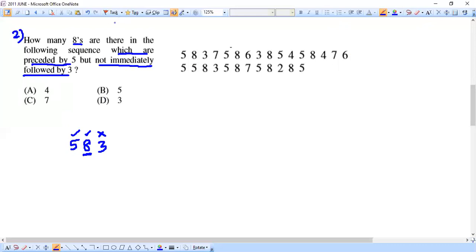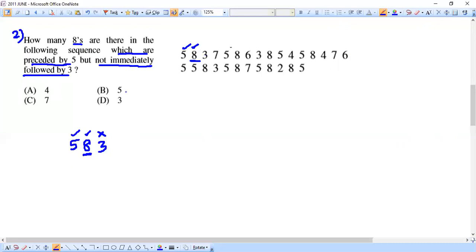First of all, we'll search for 8s here. The first 8 we have here, we'll check the condition. The 8 is preceded by 5, that is okay. But after this 8, what do we have? We have 3. But this is not allowed in our question.